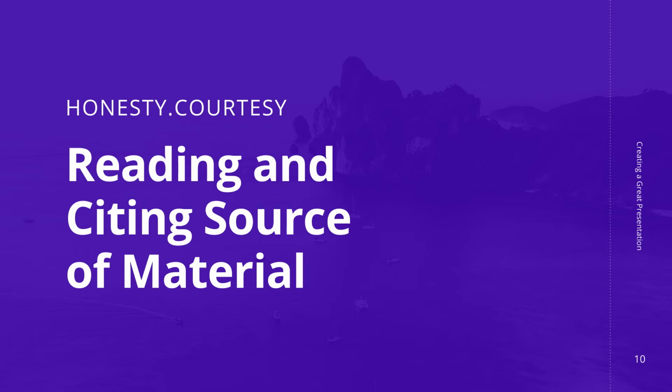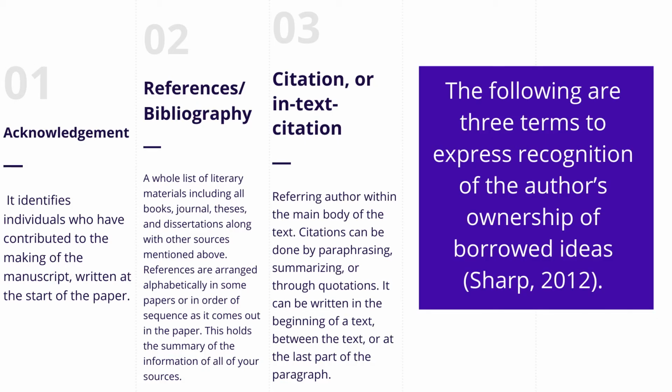Step 2 is reading and citing source of material. In reviewing related literature, you come up with ideas borrowed from someone else. Therefore, it is but polite honesty and courtesy to acknowledge other people's intellectual rights and to avoid plagiarism. The following are 3 terms to express recognition of authors' ownership of borrowed ideas according to Sharp in 2012.